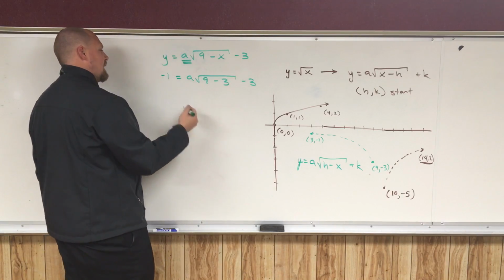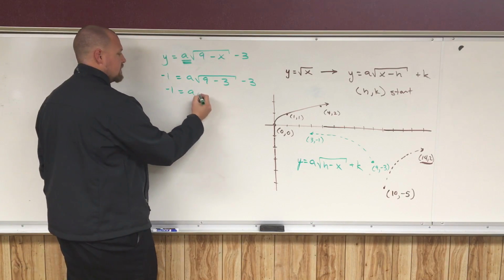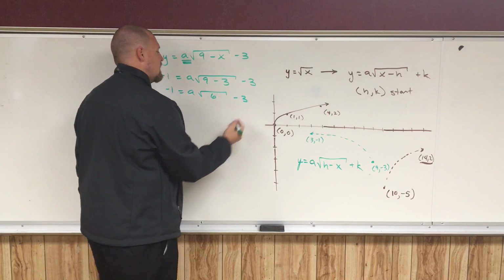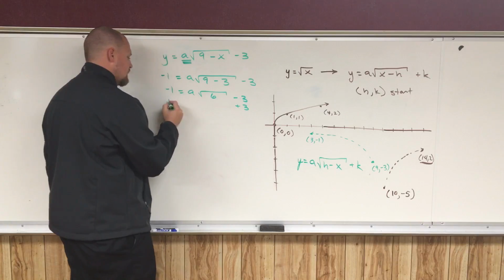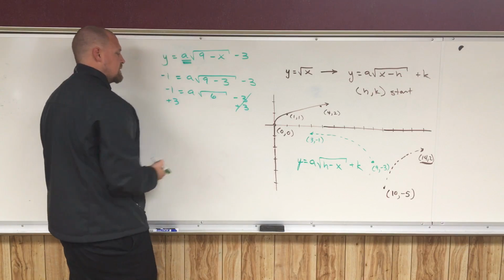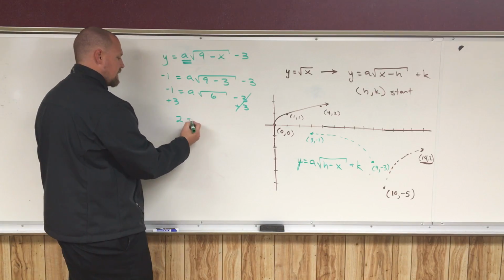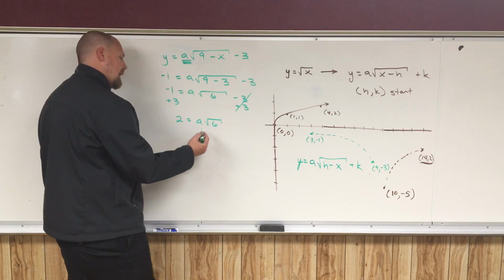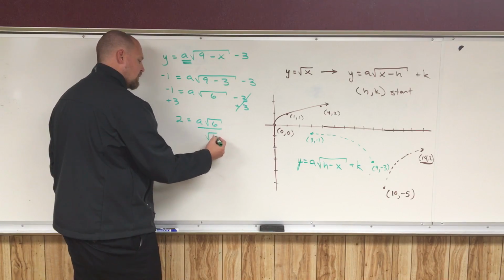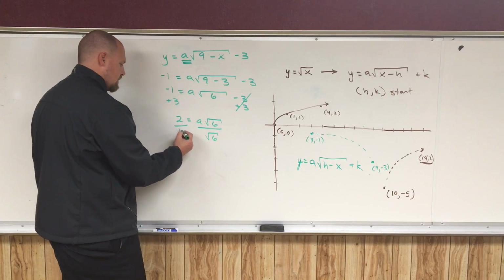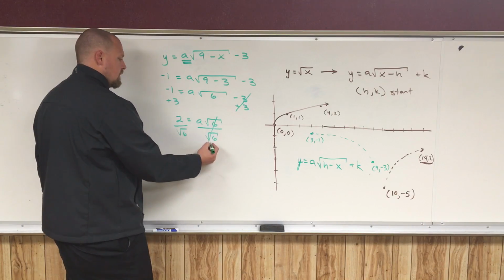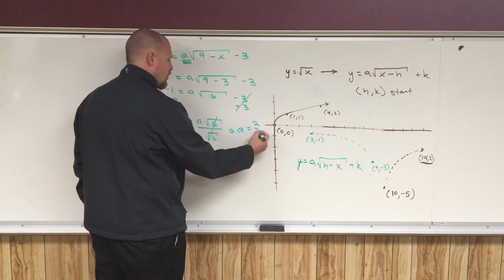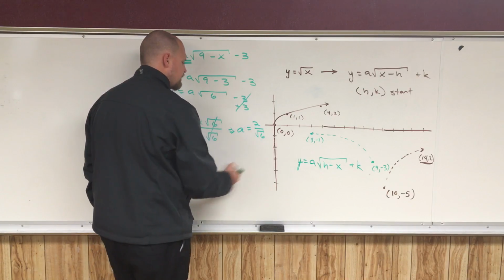I'm going to simplify the square root. 9 minus 3 is 6. And then I'm going to add 3 to both sides of the equal sign. I get a 2 out here equals a times the square root of 6. Well, I need to divide by the square root of 6. And that tells me that a is equal to 2 over the square root of 6.